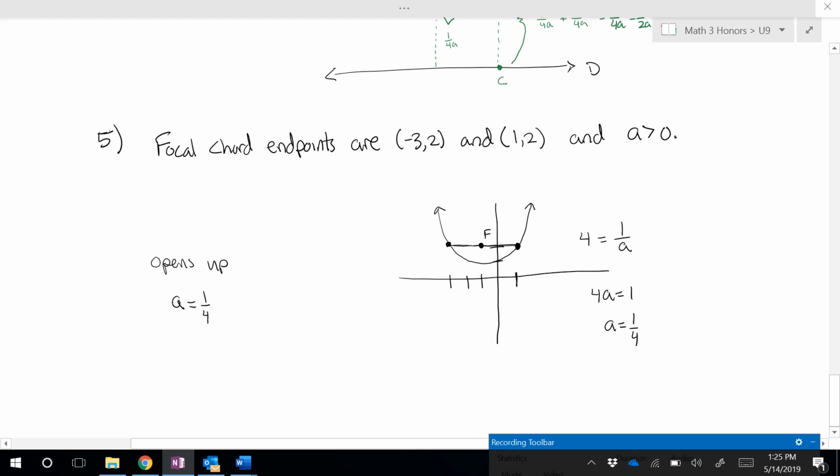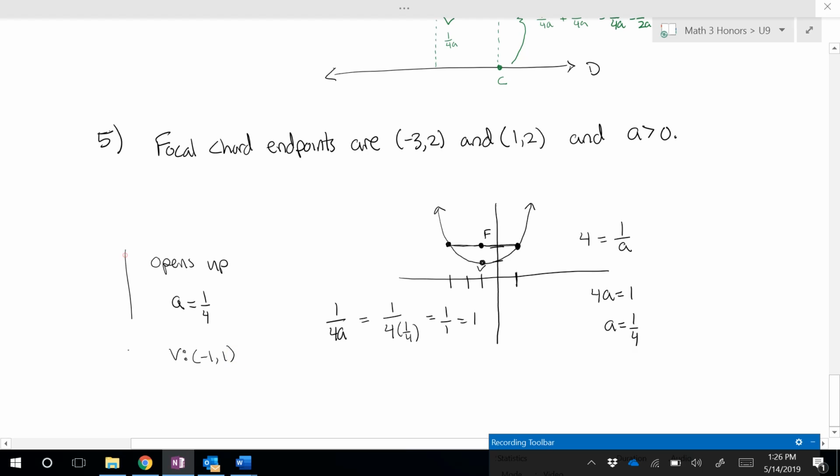Okay. So how can we get to our vertex now? Do you remember how to find it, if you know what a is? 1 over 4a is the distance from the focus to the vertex. So what's 1 over 4a? Okay. So from my focus, I need to drop down 1. So where is that? That's my vertex at negative 1, 1.